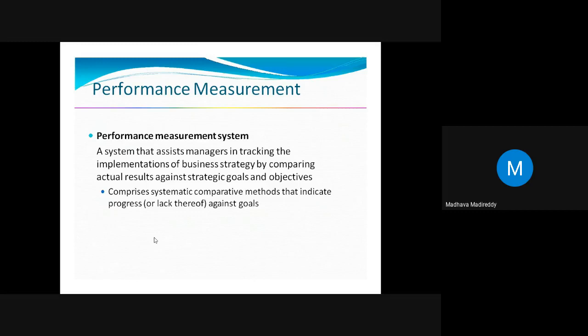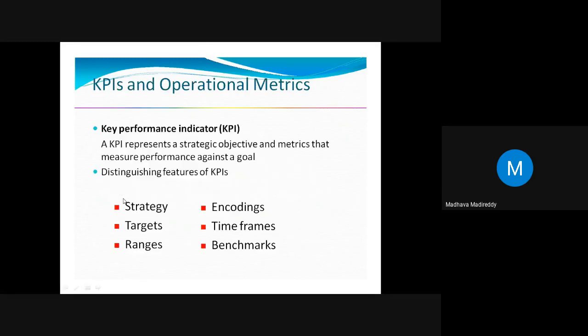Now let's move on. KPIs, or key performance indicators, are strategic objectives and metrics. They are the metrics that measure the performance. For example, time frames: I want to reach this target by this timeline.